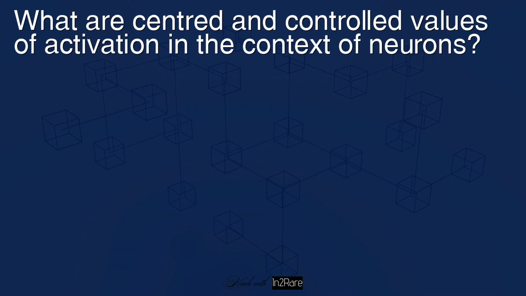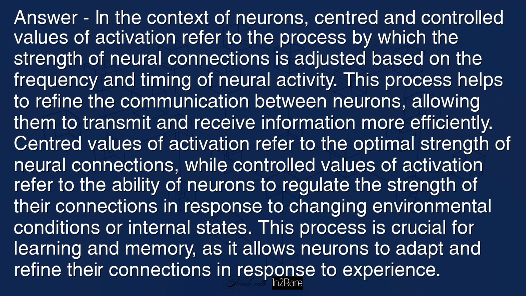What are centered and control values of activation in the context of neurons? Answer: in the context of neurons, centered and control values of activation refer to the process by which the strength of neural connections is adjusted based on the frequency and timing of neural activity. This process helps to refine the communication between neurons, allowing them to transmit and receive information more efficiently.